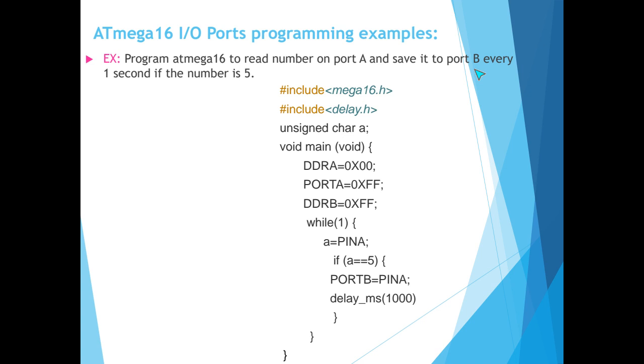Then should port B be configured as input or output? Cooperate with the class. Very nice, thank you, Amin. It should be configured as output. And again, for configuring a port as input or output, which register should we use? Very nice, Yusuf. We should use the DDR register.